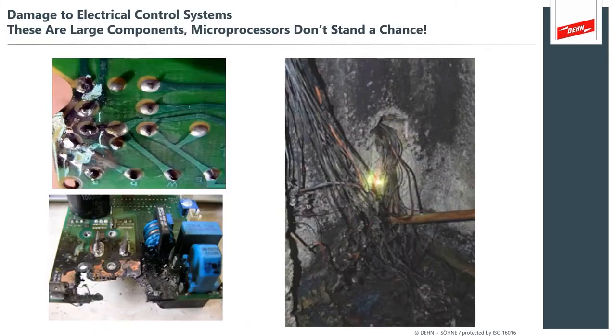So why do we care about lightning strikes? Well, things get burned up from lightning. You have large components on circuit boards, but you can picture that if this is the damage to a large component, what's going to happen to your microprocessors? They don't stand a chance. You have direct fire.